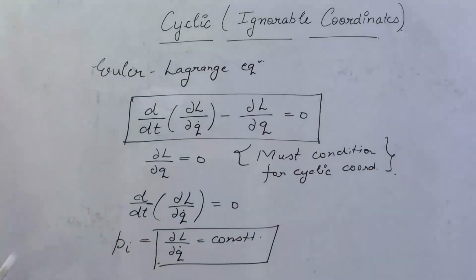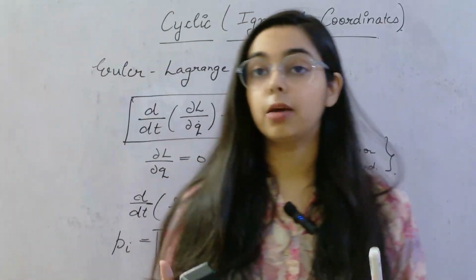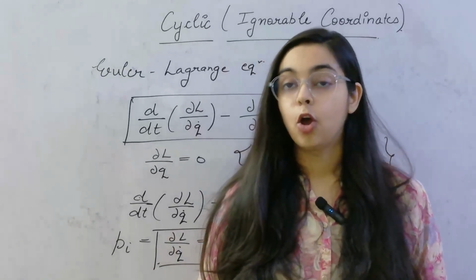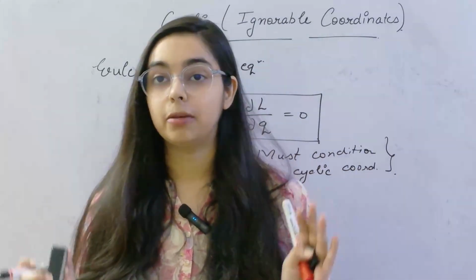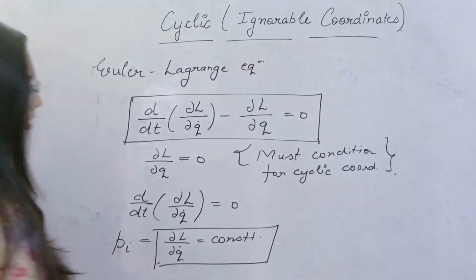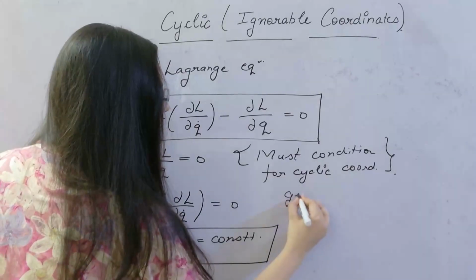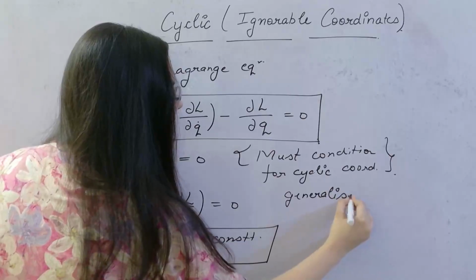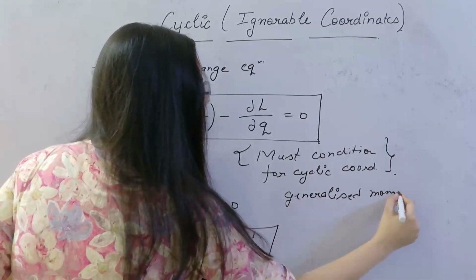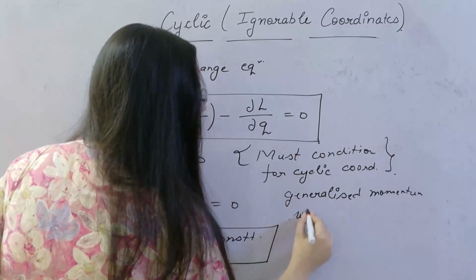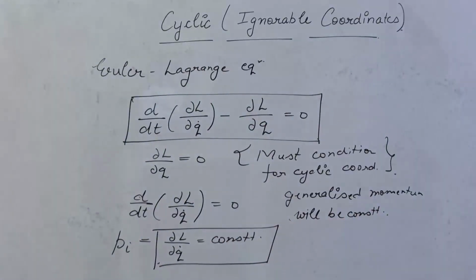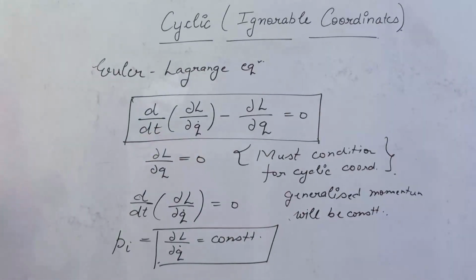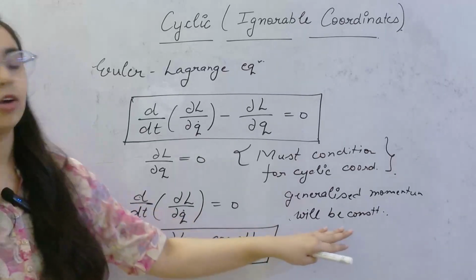That means if I have a cyclic coordinate, then the corresponding momentum, that generalized momentum, will be what? It will be constant. Okay, so that particular generalized momentum will be constant. So if qi is my cyclic coordinate, then the corresponding pi, the corresponding momentum, will be constant.